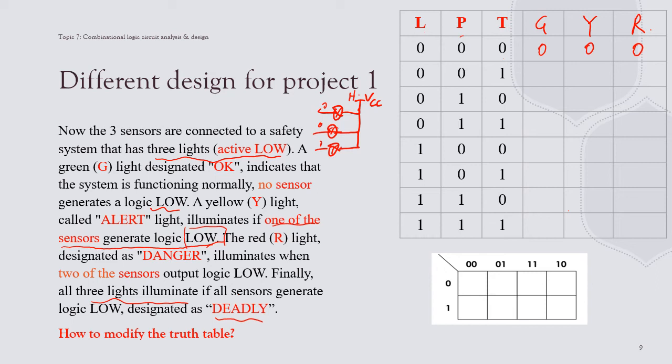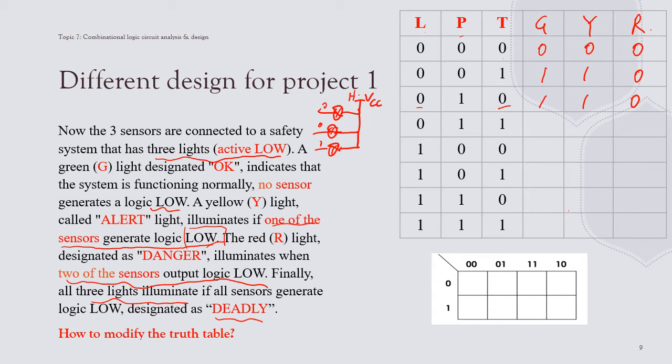Then 0, 0, 1, which means 2 sensors detect something. The other sensor is okay. In this case, which light will be on? 2 of the sensors output logic low, which means danger. So the R light should be on. Then the other 2 should be off. Then 0, 1, 0, still 2 sensors give out a low signal, which means danger. So R should be on, the other 2 should be off.